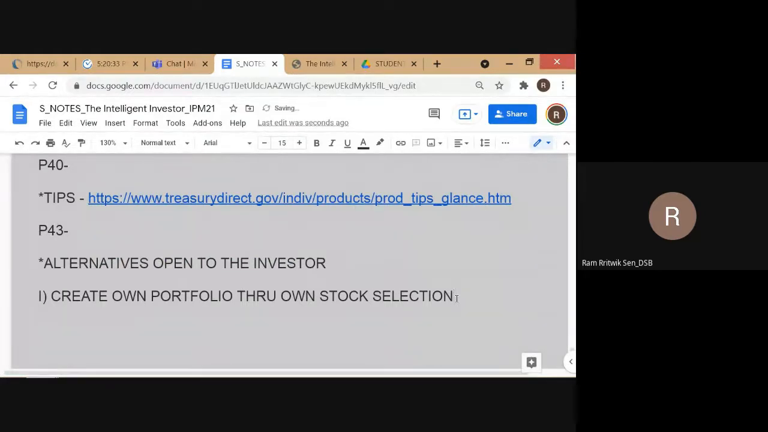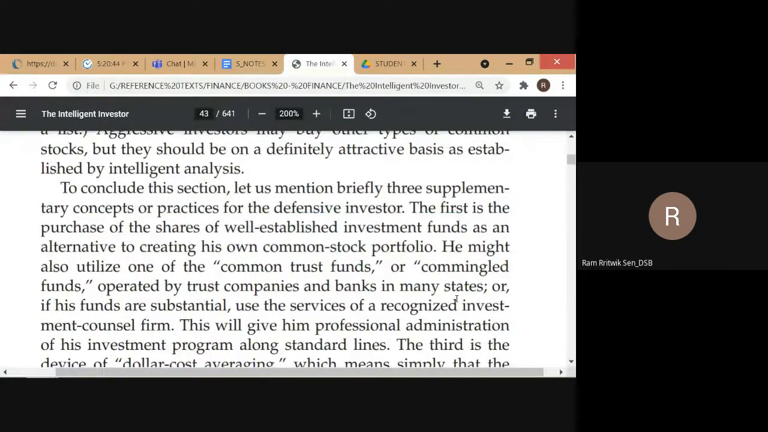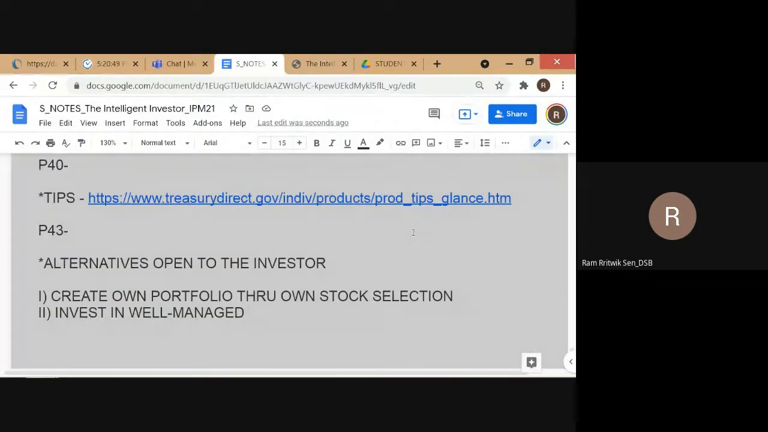to invest in well-managed, as he used the word, something like that, the purchase of well-established and well-managed investment funds, which we know as mutual funds. Usually mutual funds, because we're talking about traditional investing here. We're not talking about hedge funds. You could technically also invest in hedge funds, but that would not be traditional asset management. That would be alternative asset management, right?